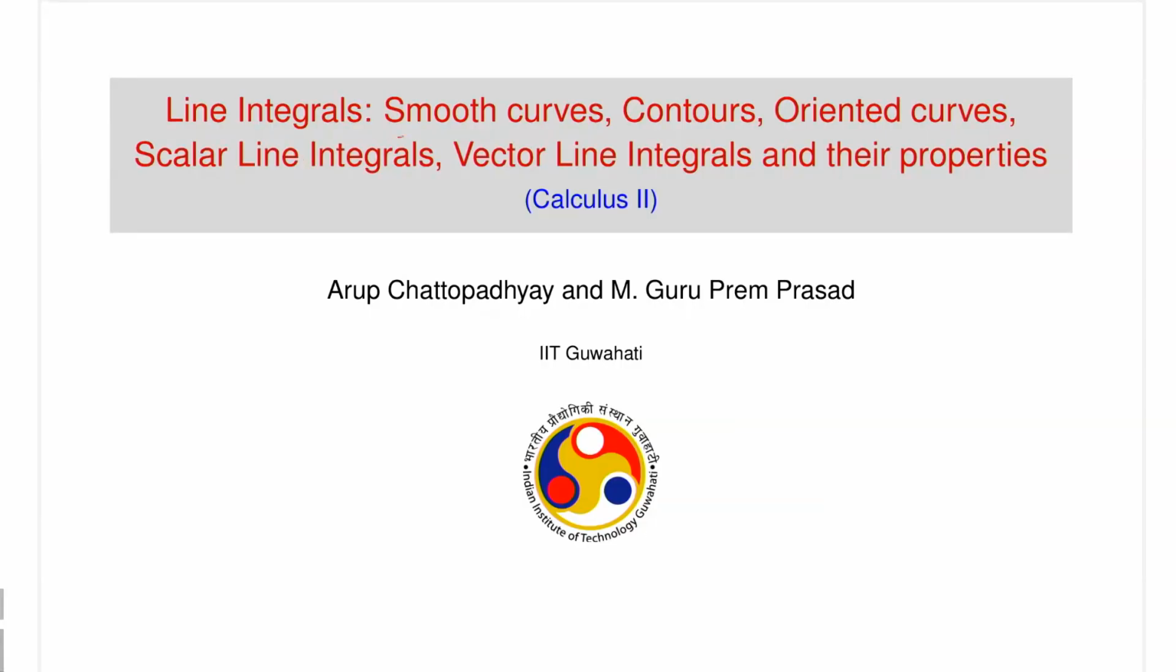So in this lecture my plan is to talk about what is called the scalar line integral. If you remember, in my last lecture I gave the notions of smooth curves, contours, and oriented curves. So the concept of smooth curves and contours I have discussed.